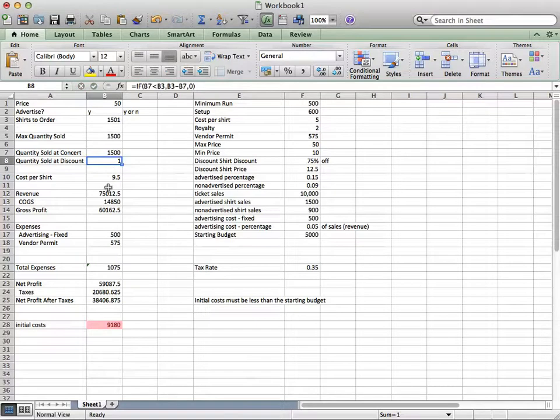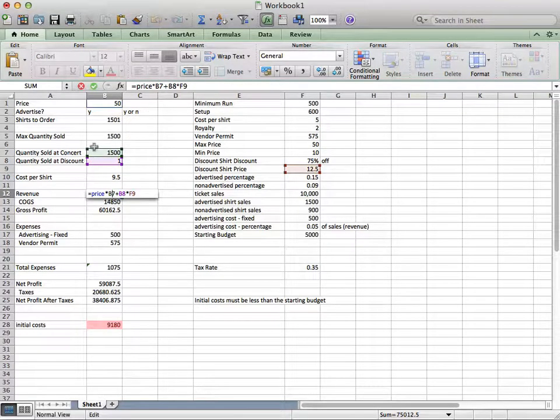So finally, revenue is equal to the price times the quantity sold at the concert plus the discount price of the shirt times the quantity sold at discount. All of those together give me my revenue.